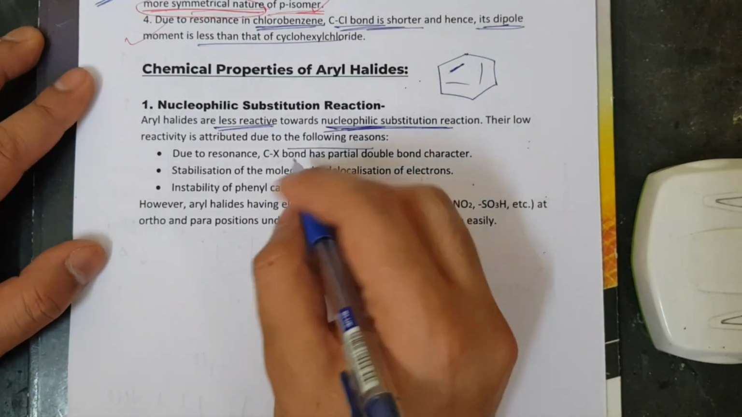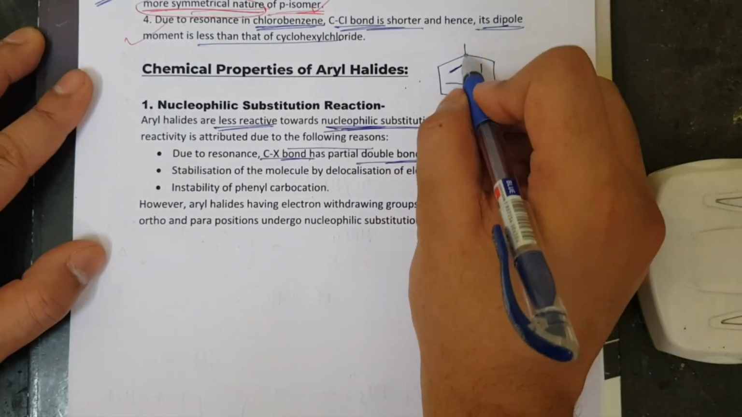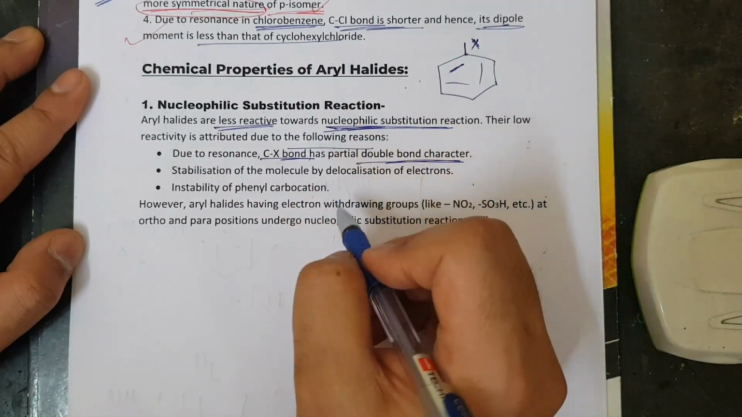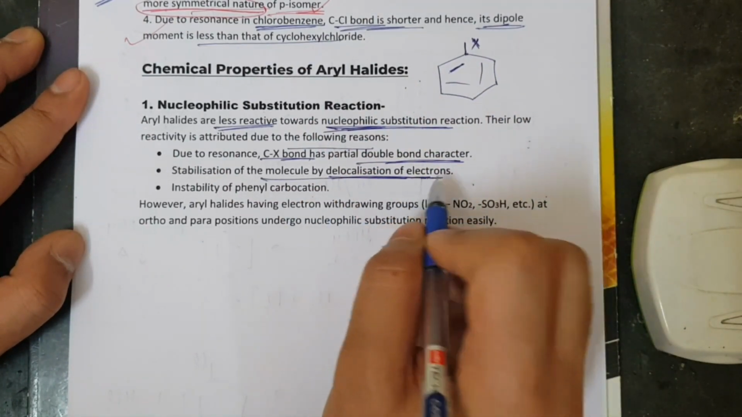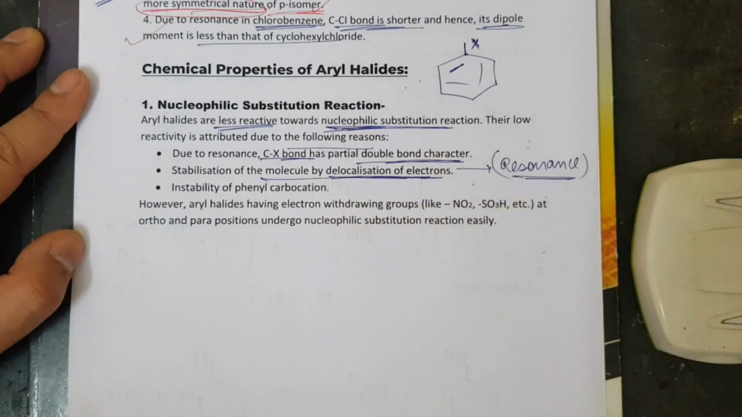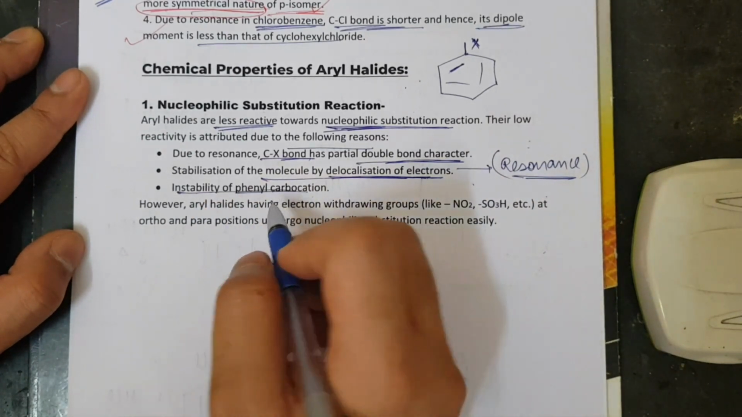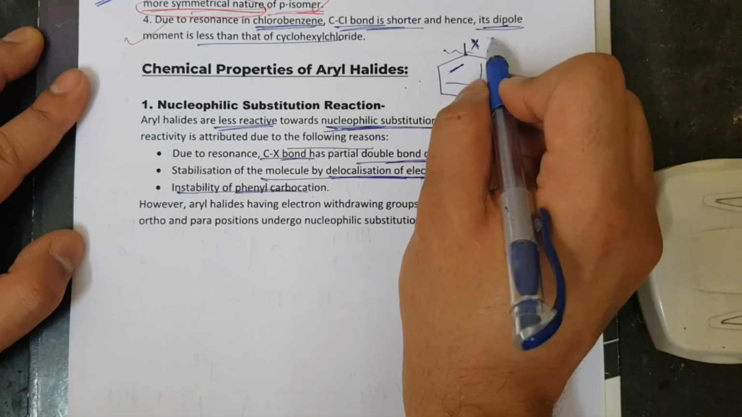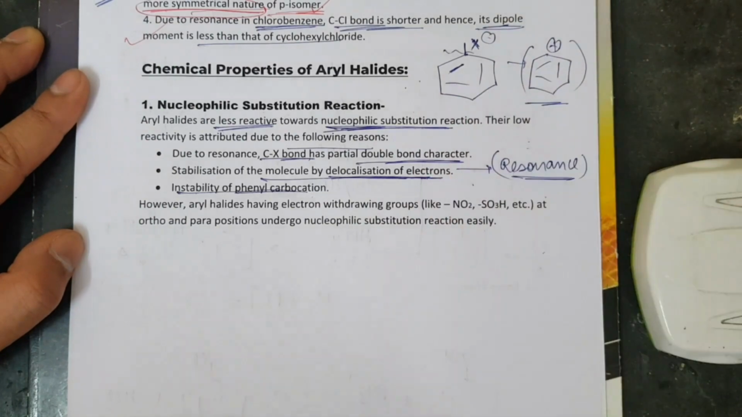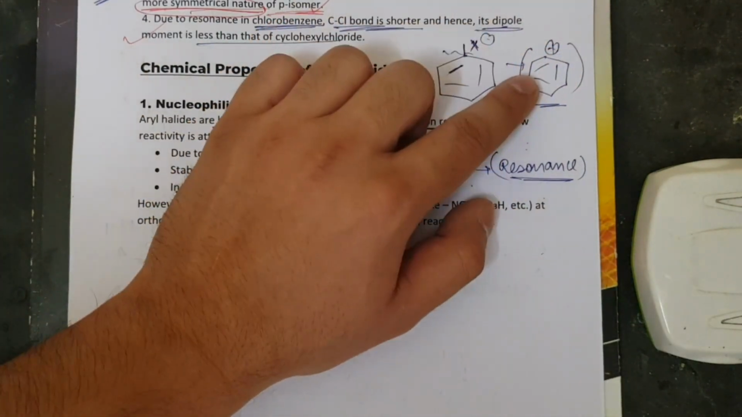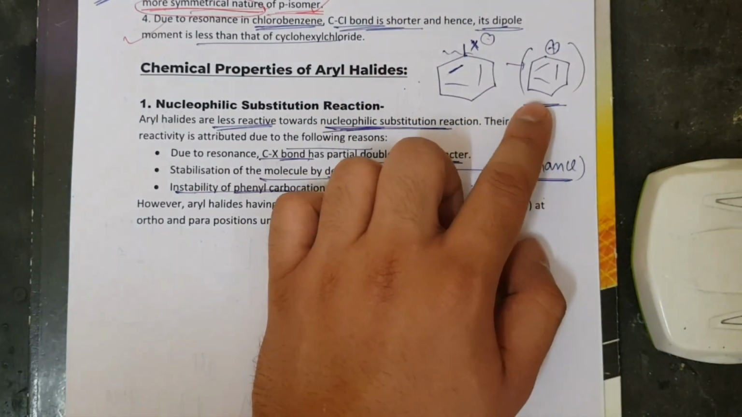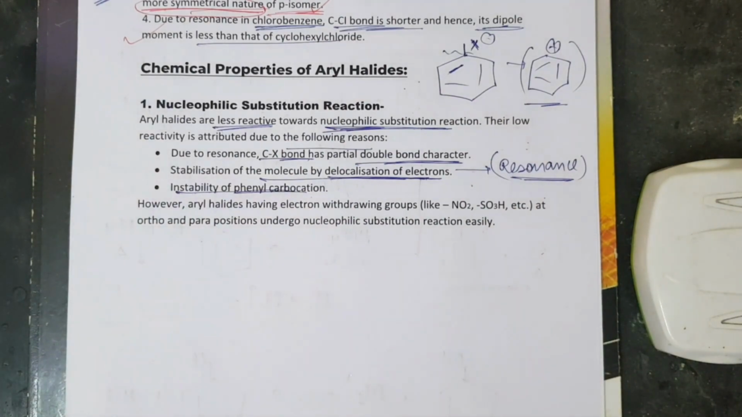Let us see. Due to the resonance, the C-X bond has partial double bond character. If it is a halogen, that has a partial double bond character. Told to you. Stabilization of the molecule by the delocalization of the electrons. That is, resonance is there in these type of structures. So that is why also we get the stabilization. Instability of the phenyl carbocation. That is, if you remove the X minus from here, we get the formation of this carbocation. I have told you multiple times that whenever the charge is on the ring, we don't have any resonance. So that is why this would be very unstable in nature. Okay, so that is why this point has also been mentioned here.